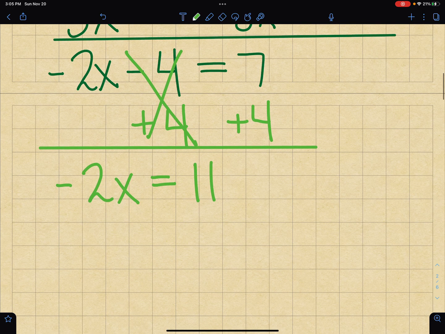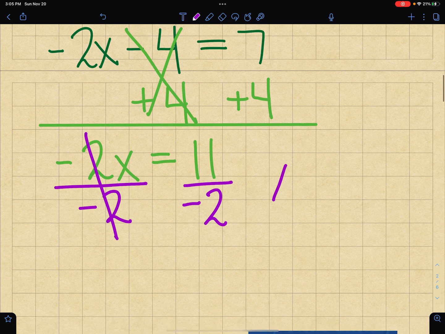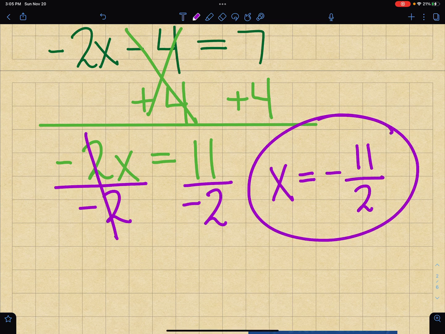Okay, now I still need to get that variable by itself. So I'm going to get another color. I'm going to divide this by negative 2 and divide this by negative 2. So those 2's cancel out, and of course the negatives cancel out. So I'm left with x is equal to negative 11 over 2. And that is the final answer, right? That's pretty cool. I love these.